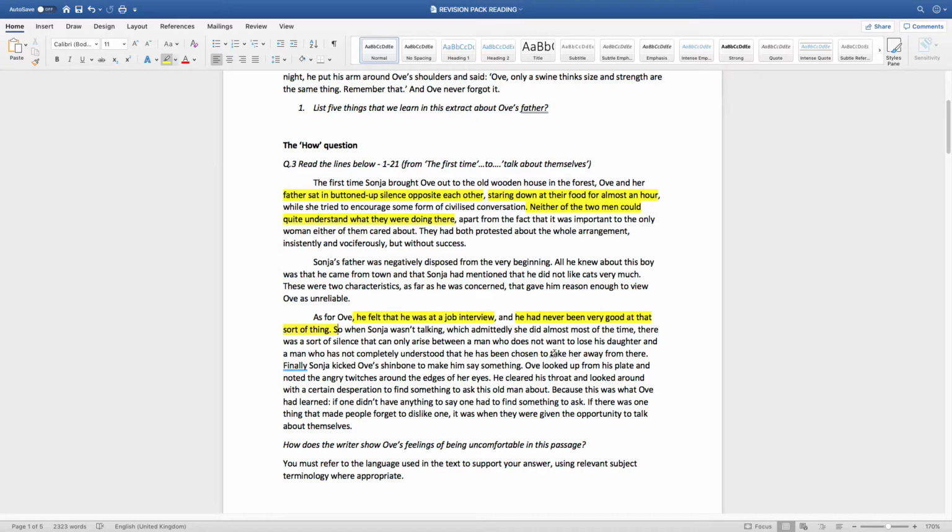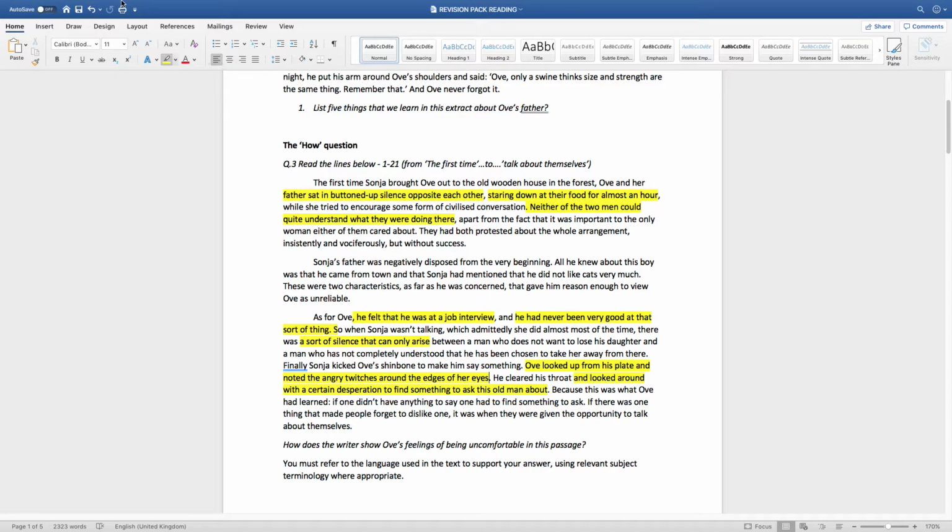Okay, and then moving on. So you can have a sort of silence. He looked around, certain desperation to find something to ask this old man about. Okay, maybe this one, he noted the angular stitches around the edges of her eyes. So we've got about 8 quotations there.